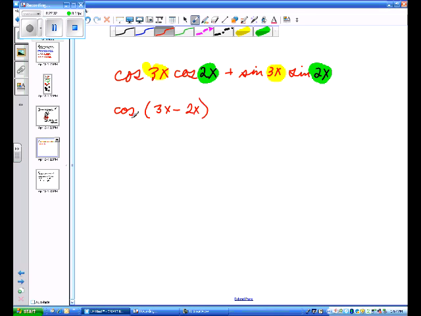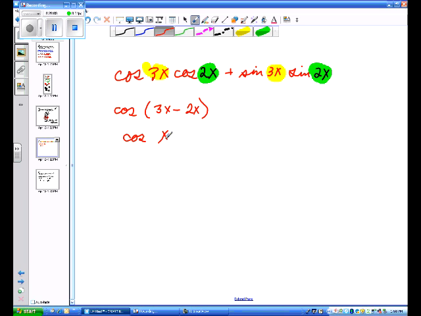If we expanded this, it's the cosine of the first, cosine of the second, plus sine of the first, sine of the second. And now we can combine those. 3x minus 2x is x. So we've taken something that looked very complicated, and we were able to write it down as a single function. So it's just a matter of looking at them and finding out which function they resemble so that you can write them as a single function.